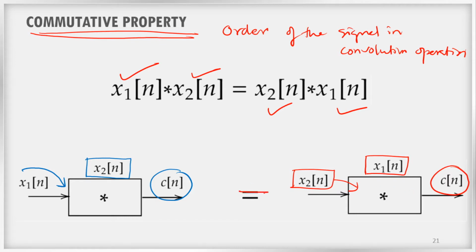So that means they are equal. Changing the position of x1 of n and x2 of n between each other does not change the result of convolution, right? x1 of n can be the input and x2 of n can be the impulse response, or x2 of n can be the input and x1 of n can be the impulse response. That does not change the convolution result. That is what the commutative property says.